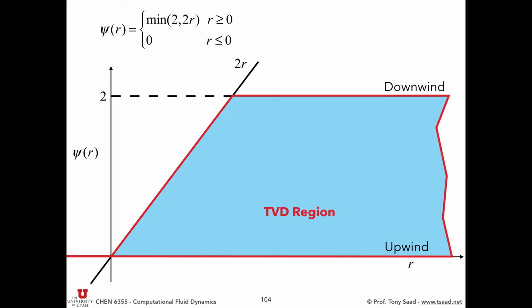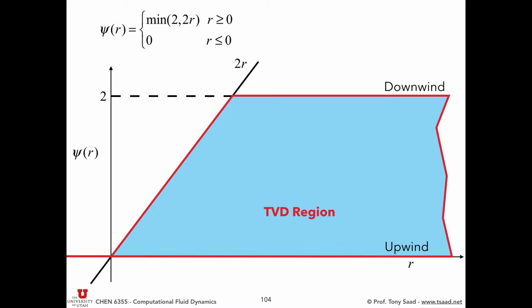And this is our TVD region. So if you choose psi anywhere here, and also on this line for r negative. So if r is negative, you just pick this line. But if r is positive, you can pick psi anywhere in this region. That is going to preserve monotonicity. So we call that the TVD region. If you go on Wikipedia, you see these diagrams. That's all that is. That's the region where schemes of this form, phi f is phi upwind plus 1 over 2 psi times phi downwind minus phi upwind, are going to preserve monotonicity if you pick psi anywhere in this region. Okay?